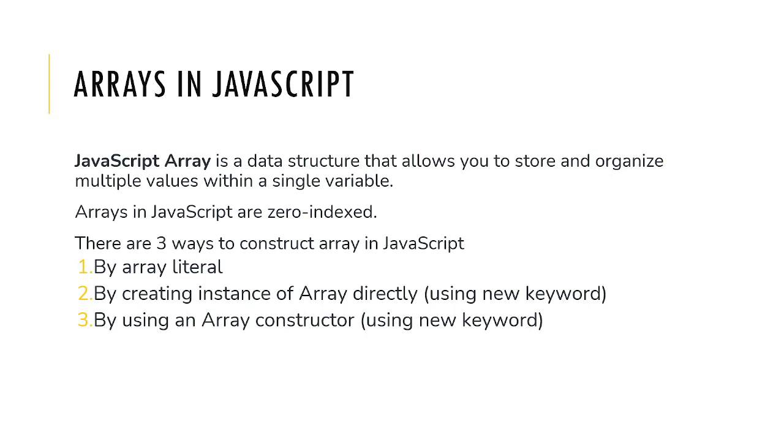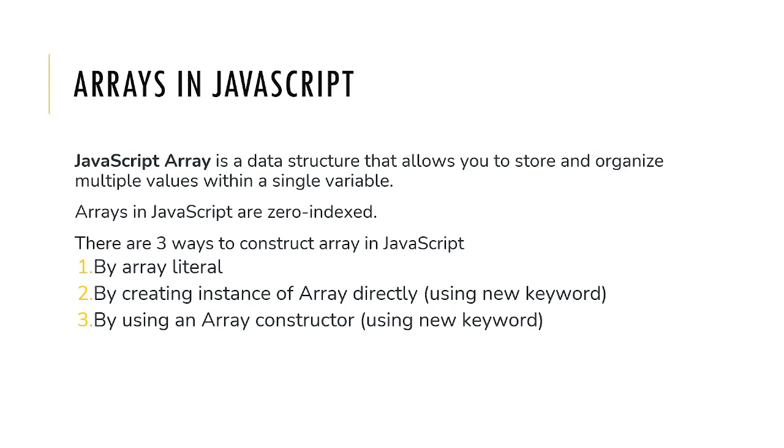An array is a collection of homogeneous elements, but in JavaScript it's not like that. We can store multiple values with different data types, and we can identify those elements by using a single variable. Arrays in JavaScript can be defined in three ways.